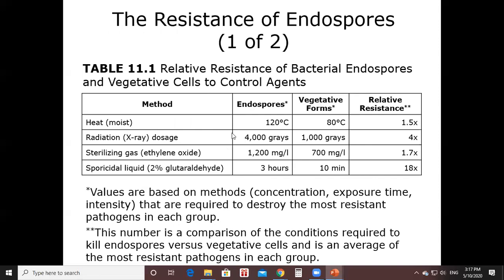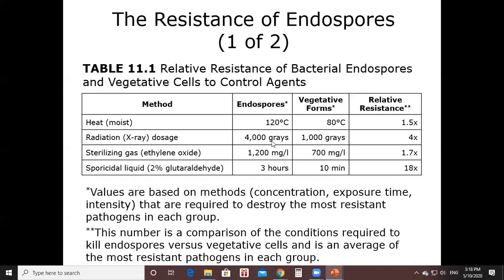So here's some of the relative resistance of bacterial endospores and vegetative cells to control agents. It says that if something is an endospore, this is about what level you have to heat it to in order to kill it. That same organism in vegetative form, this is about the temperature you'd have to heat it to kill it. Relative resistance, like least resistant, most resistant, extremely resistant, this is the 1.5 times. So most organisms with endospores, compared to the vegetative form, are considered 1.5 times resistant to heat.